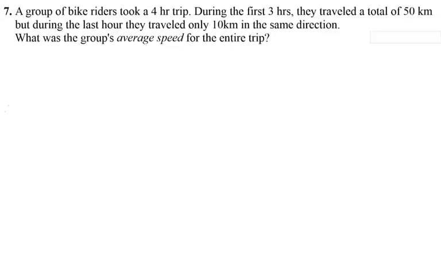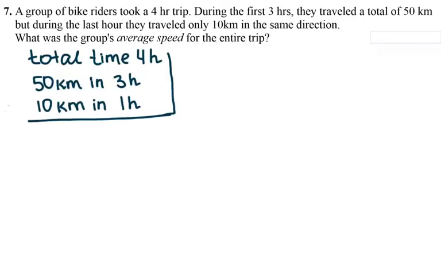Here's a new type of question, and I'm going to write down everything that is given. As always, I want you to write down as well. And then after you write down, pause it, write down everything that is given, write all the formulas that you know, and let's think how to solve this question. So the information that is given, the total time that the group of bikers traveled is 4 hours. Over the first 3 hours, they traveled 50 kilometers, and over the last hour, they traveled 10 kilometers. They ask you to find average speed.